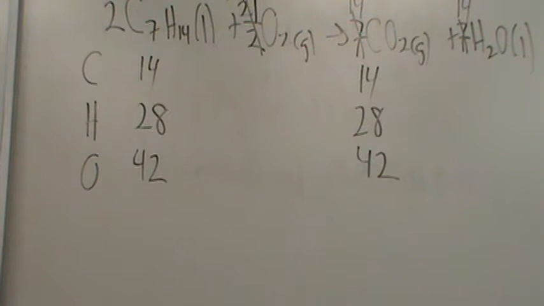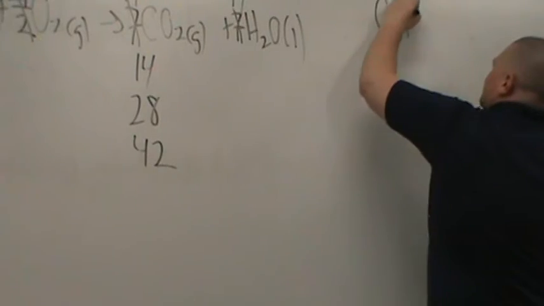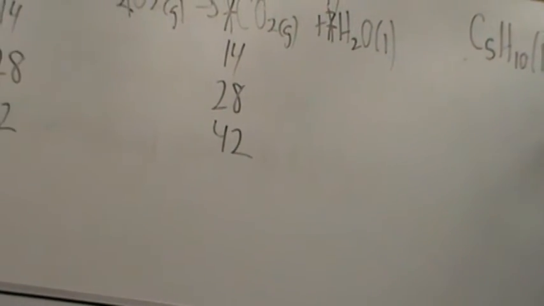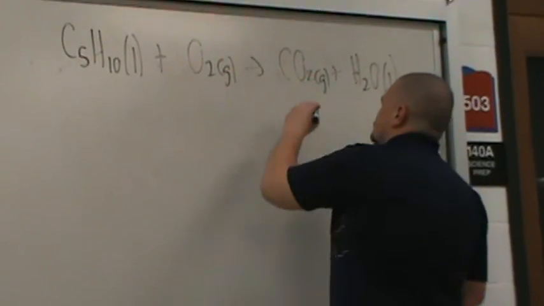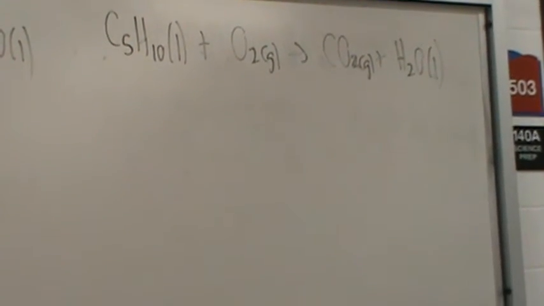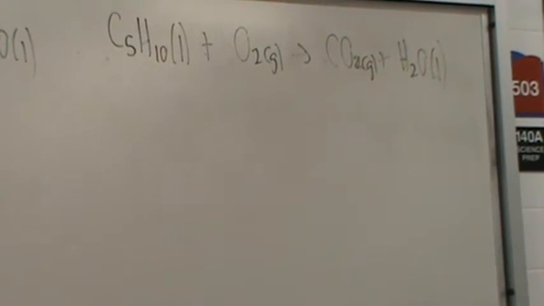Try this one on your own. This is going to scare me though. Don't be scared, Luca. Okay. There's a 5. So C5H10 plus O2 yields CO2 plus H2O.